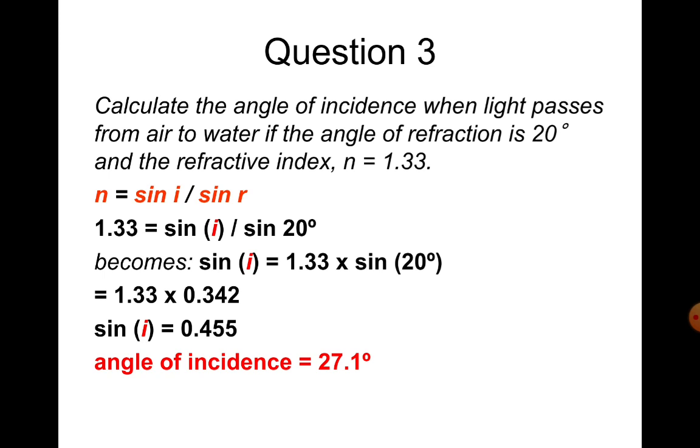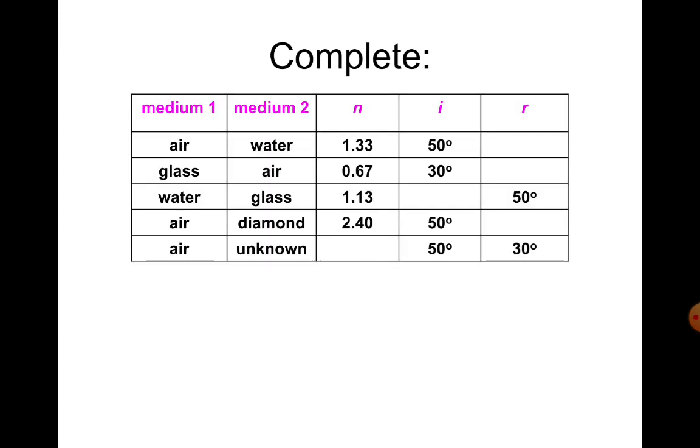Now, it's very logical. If you would get an angle that is lower, you know you made a miscalculation or something went wrong. Remember, when we go from air to water, the angle of incidence is always bigger than the angle of refraction. Copy the table and complete it and make your calculations, okay?